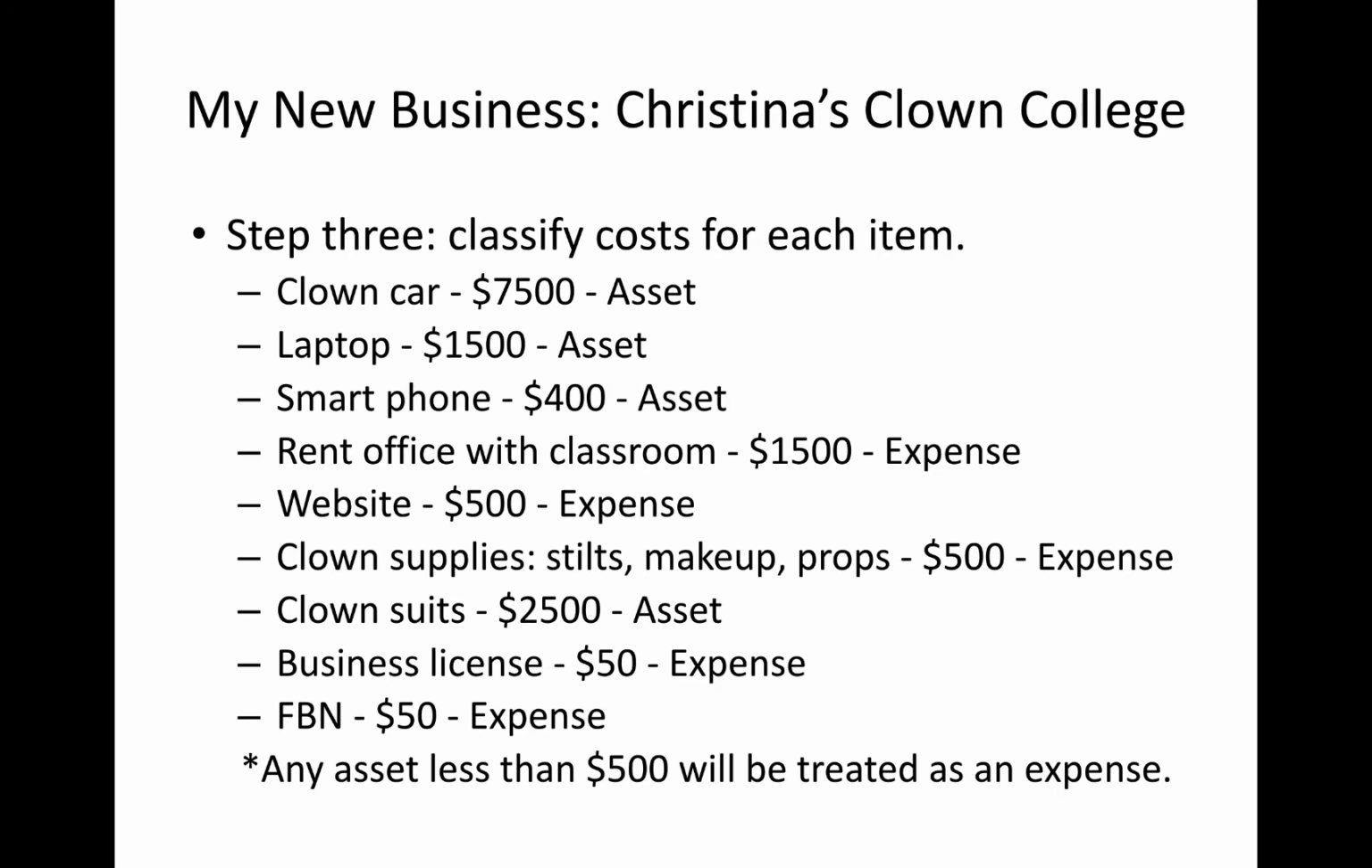And so what happens when you are costing out all of these items for your businesses, you're going to find that you have a lot of assets that don't cost you very much money. And a lot of times it's easier, just for accounting purposes, to set a level and treat any asset below that or cost below that as an expense. So I'm going to set my level at $500, which means that any asset that costs less than $500, like my smartphone, for example, I'm going to treat like an expense.